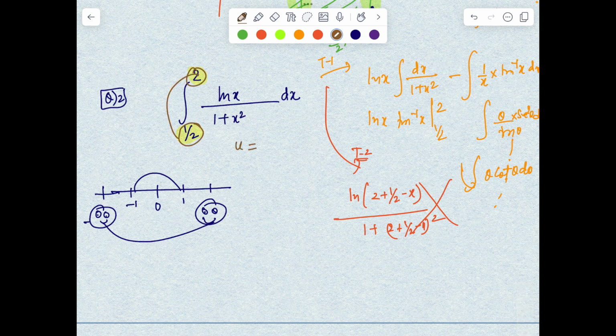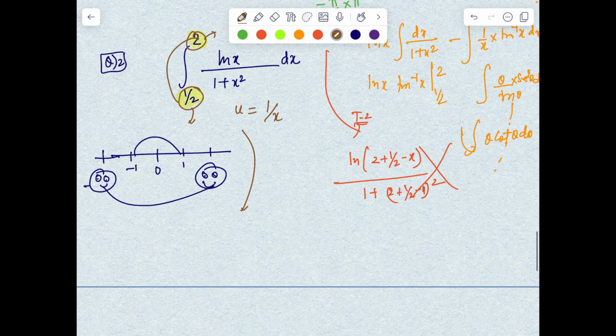So that motivates me to take the substitution u equals 1 by x. Now what advantage will I get? Half will become 2 and 2 will become half, and maybe we expect something great to happen. Until you do it, you can't recognize it.